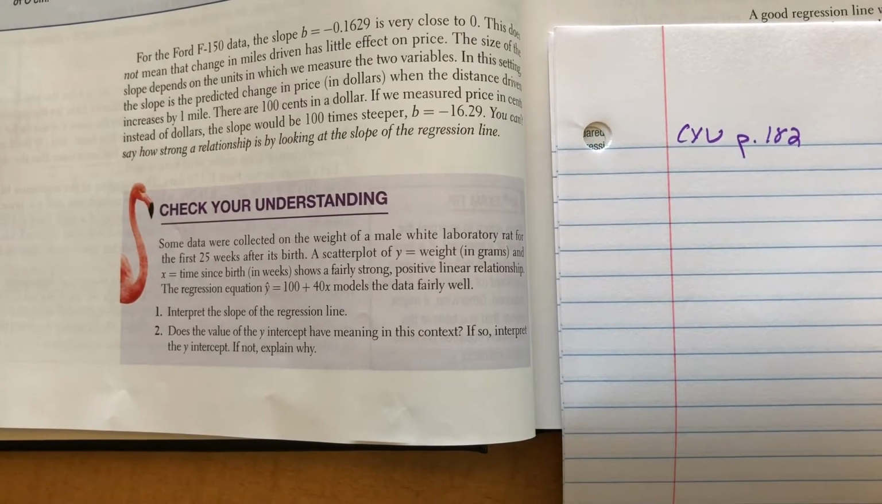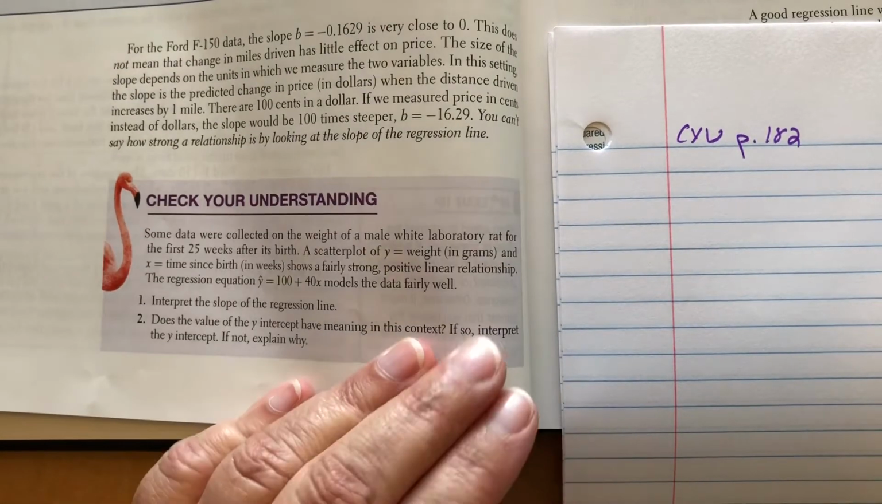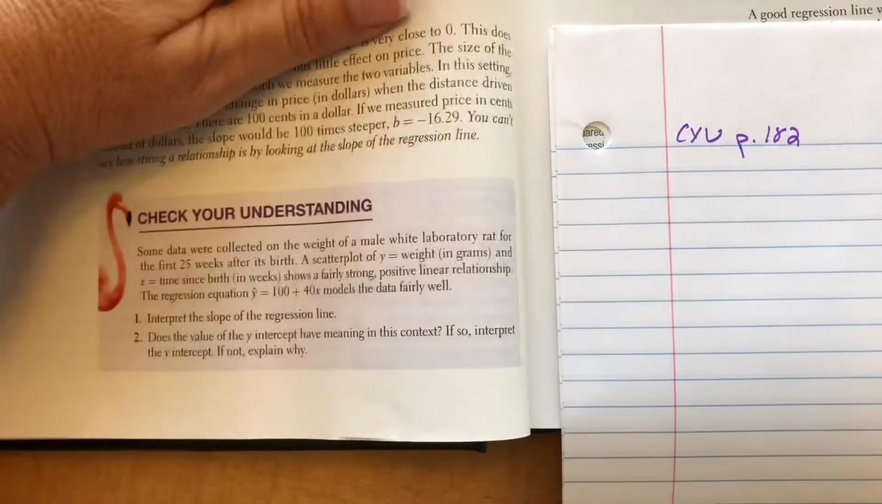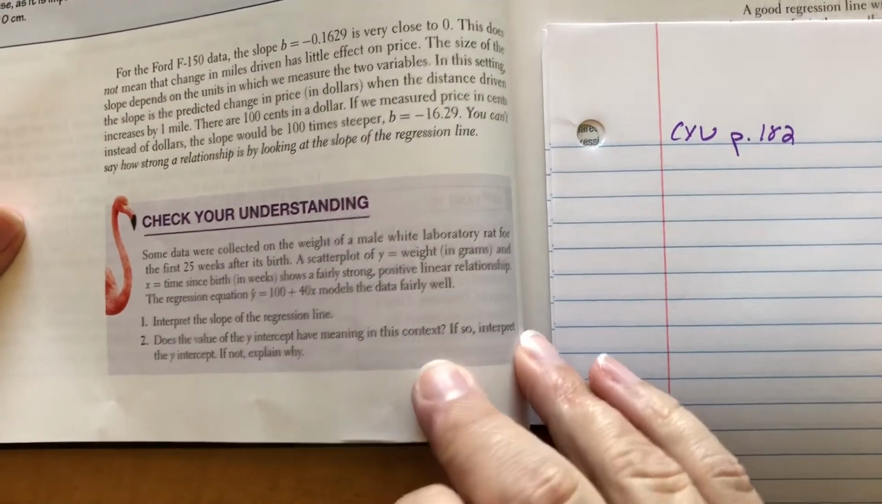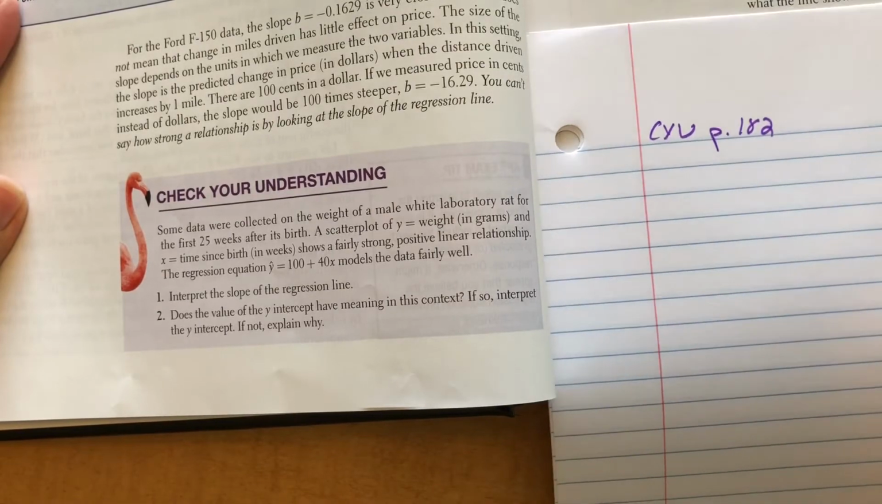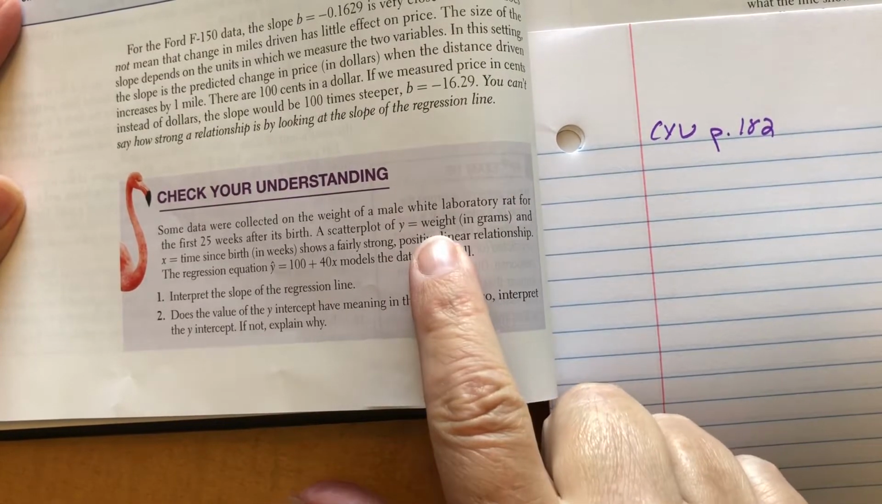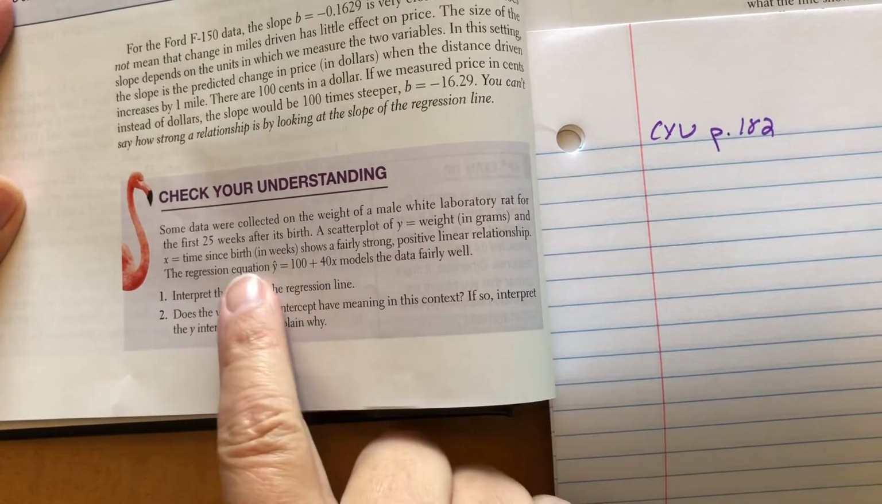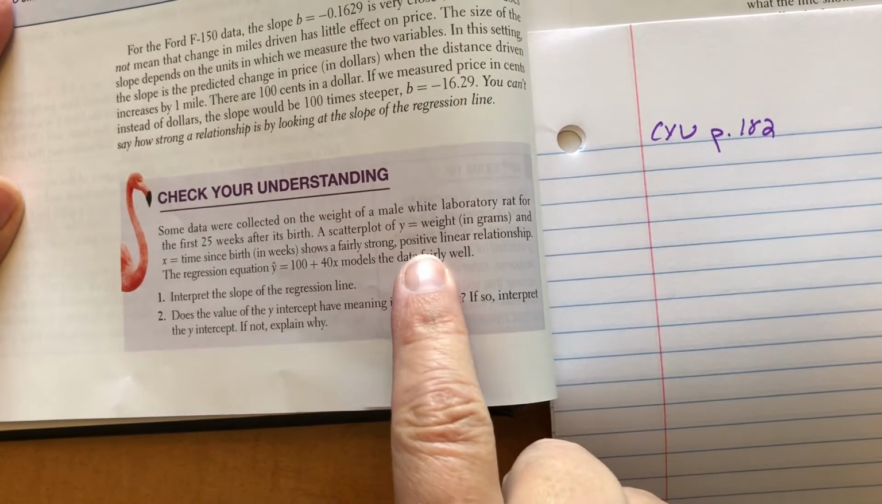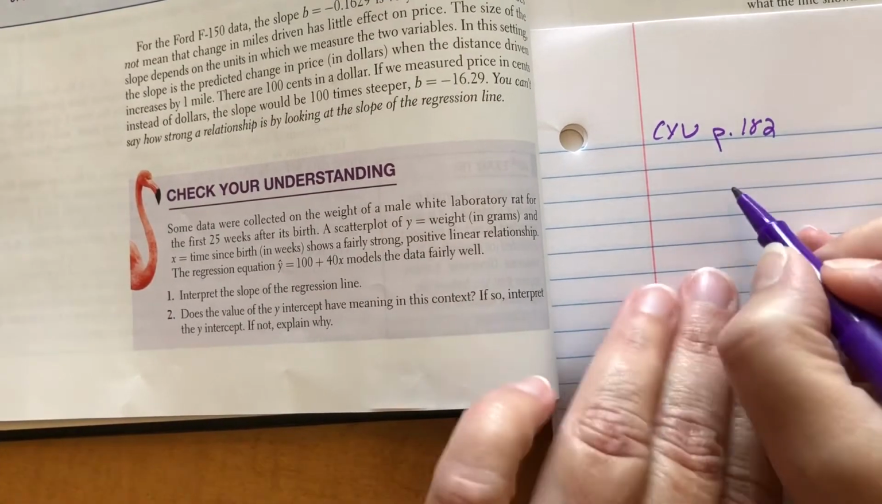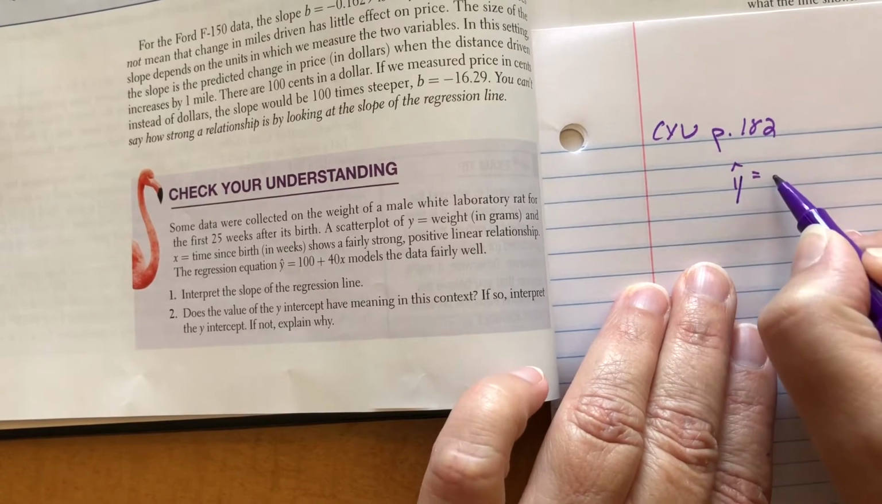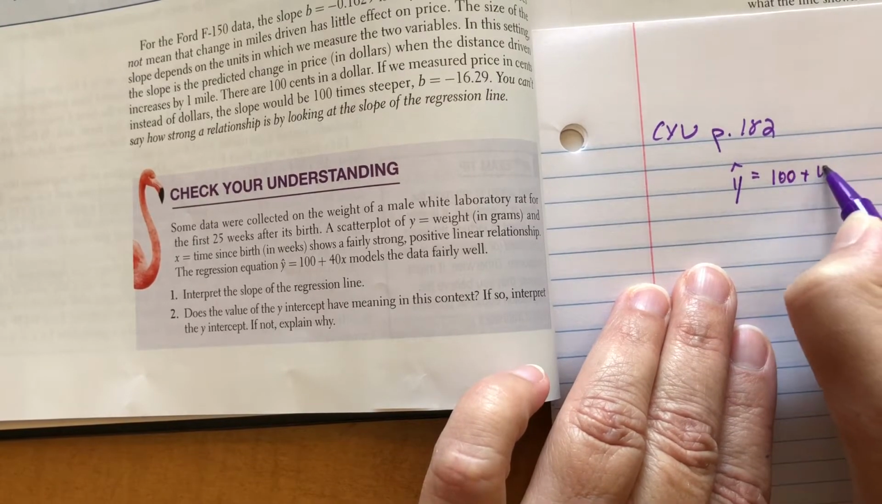Okay, let's do the check your understanding on page 182. Some data were collected on the weight of a male white laboratory rat for the first 25 weeks after its birth. A scatter plot of y equals weight in grams and x equals time since birth in weeks shows a fairly strong positive linear relationship. So the regression equation is y hat equals 100 plus 40x.